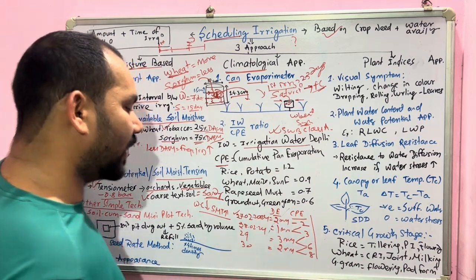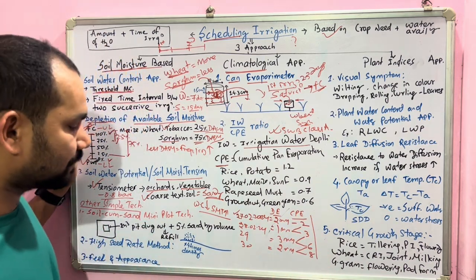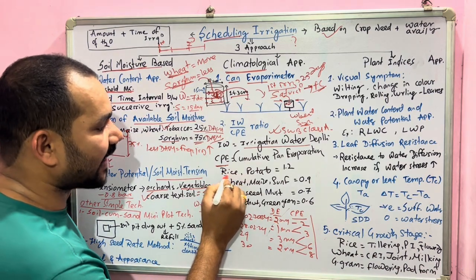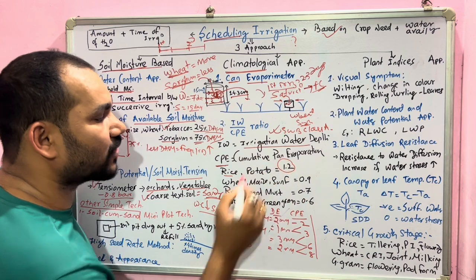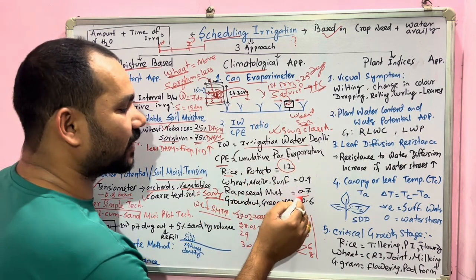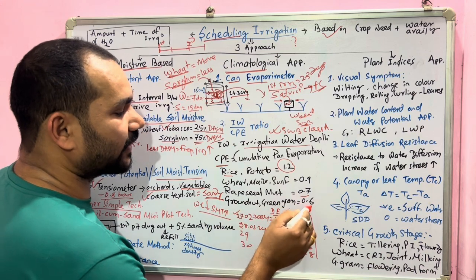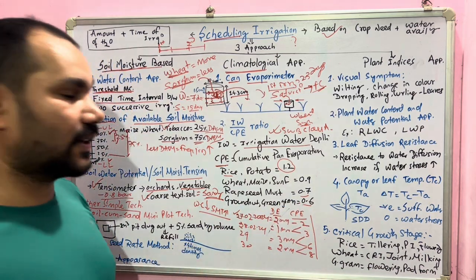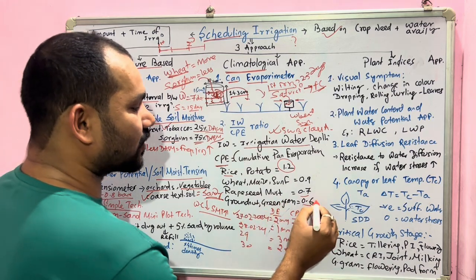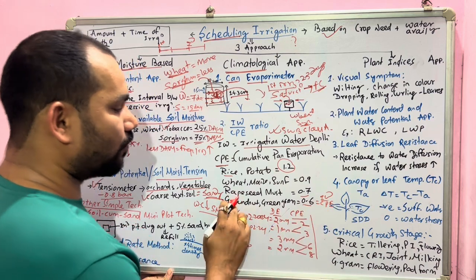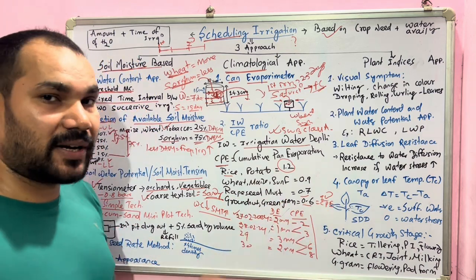So how to calculate? Suppose I take an example. Here you can see that for rice the ideal IW by CPE ratio is 1.2. In case of rapeseed and mustard it is 0.7. In case of groundnut it is 0.6. Suppose we take an example: IW by CPE ratio for groundnut is 0.6.